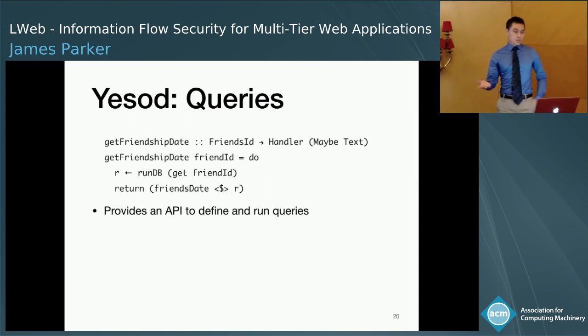So you can run queries using Yesod. Here's a basic example where we use the get function to look up, given a friend ID, which is the primary key for the friends table. And using the friends date function, we extract when that friendship began.